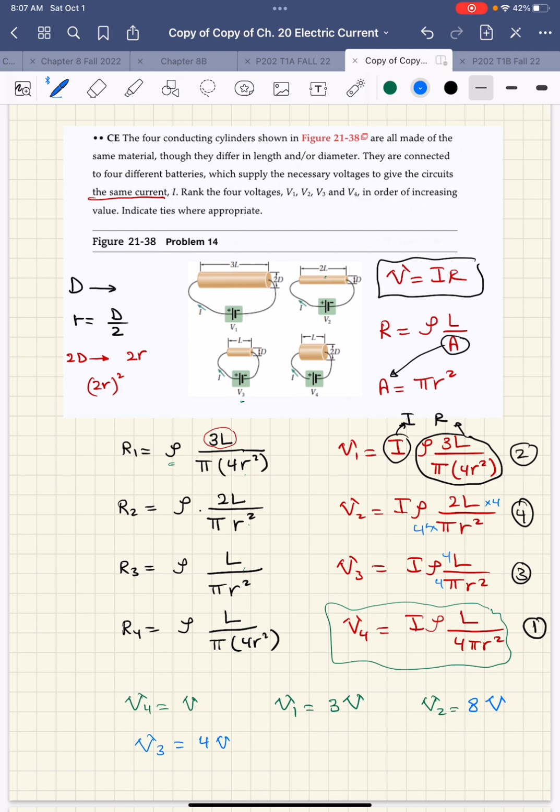Then in increasing order, this is going to be the lowest, and then this is the second. This is the third. And finally, this is the fourth. Then this is their order.